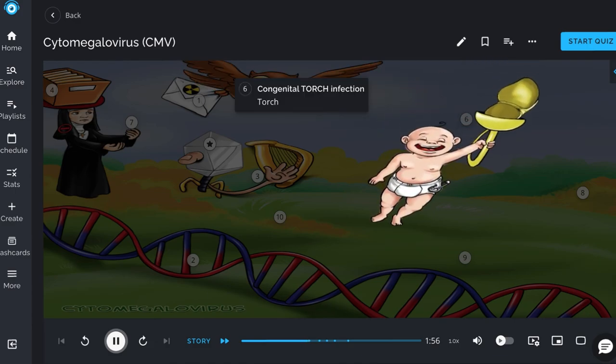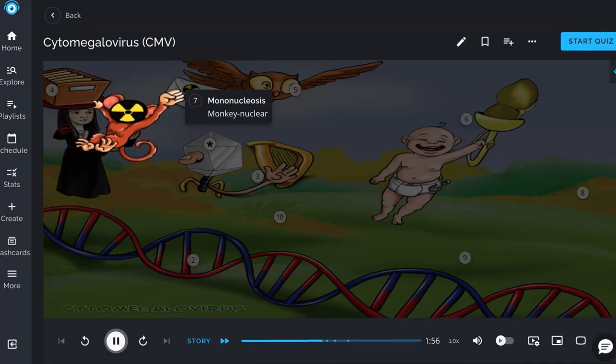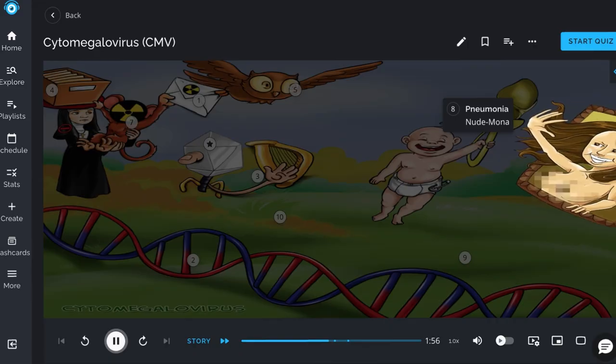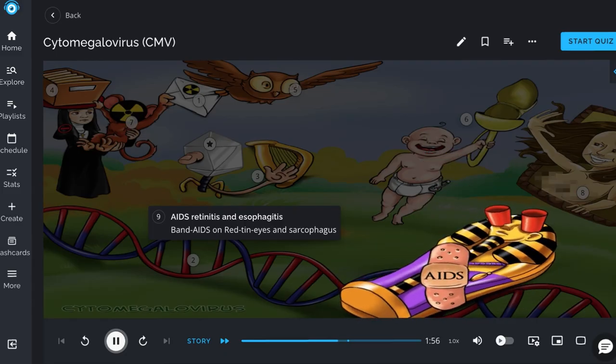This virus can cause a variety of infections in humans, including congenital torch infections in infants, shown by the torch. In adults, infection can cause mononucleosis-like symptoms, the monkey nuclear. In the immunocompromised, cytomegalovirus can cause pneumonia, portrayed as pneumona. Don't forget that CMV is also a cause of AIDS retinitis and esophagitis, shown as the band AIDS on the red tin eyes and sarcophagus.